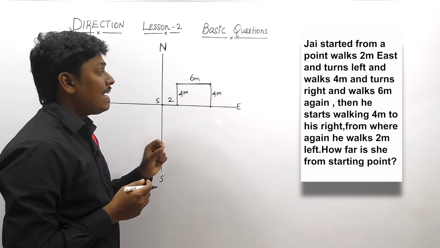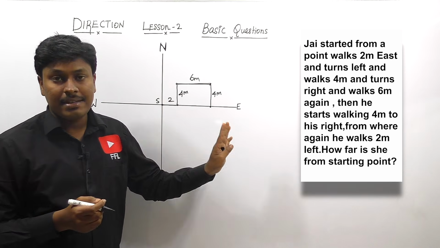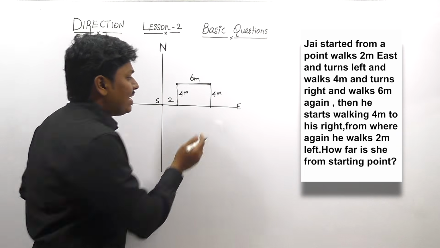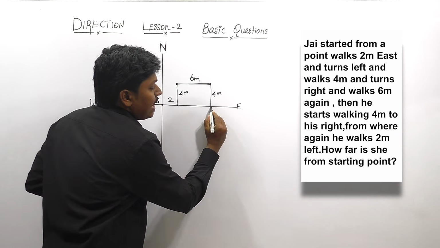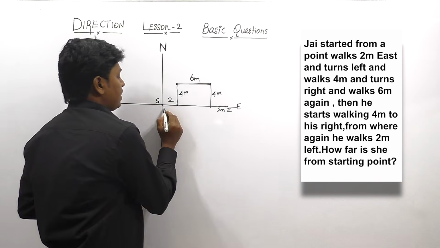So from where again he walks 2 meter left. Friends, listen carefully. From here again he is turning left and covering 2 meters. So we can say that left hand side will be this side and he is covering 2 meters. So finally I think this is the ending point and this will be the starting point.